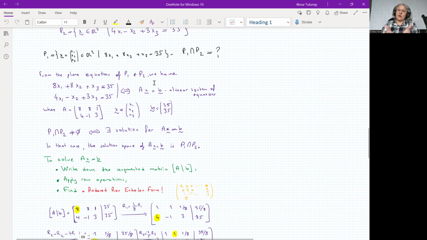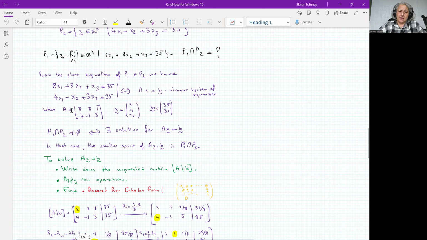Because if you think about that, you have a plane in 3-dimensional space, and another plane in 3-dimensional space. They either intersect on a line or they don't intersect at all. So we would like to write down this linear system of equations as AX = B. A is the coefficient matrix, X is the unknowns, and B is the vector on the right-hand side.